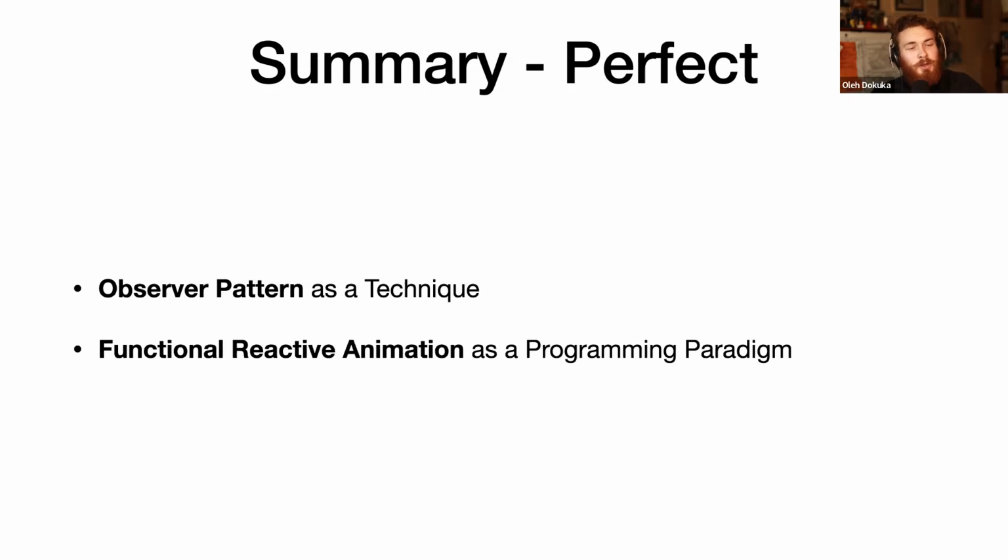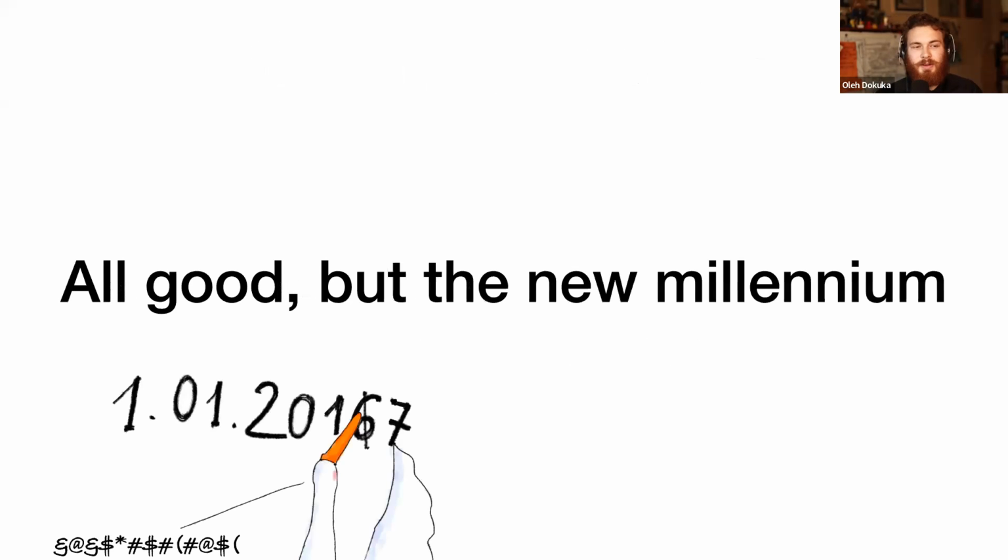Well, the second step was functional reactive animation as a way to improve observer pattern by usage of functional programming and a set of well-known functions which do specific transformations like mapping, filtering, etc. And that was kind of a success. However, time was moving and we got to the millennium. So before that, the main challenge for engineers was how to build a nice responsive user interface. So what changed in 2000?